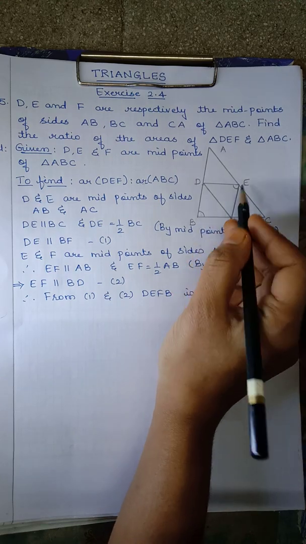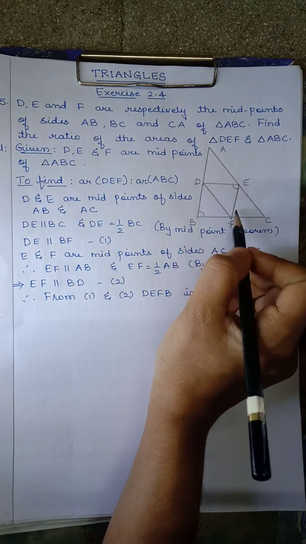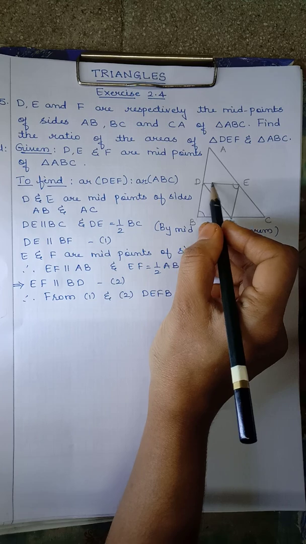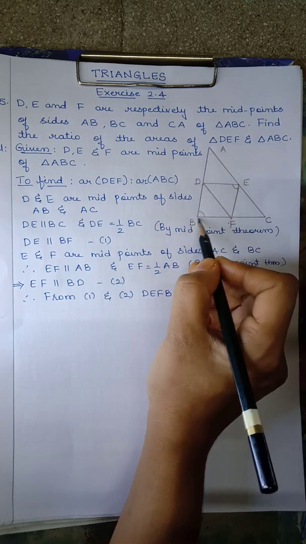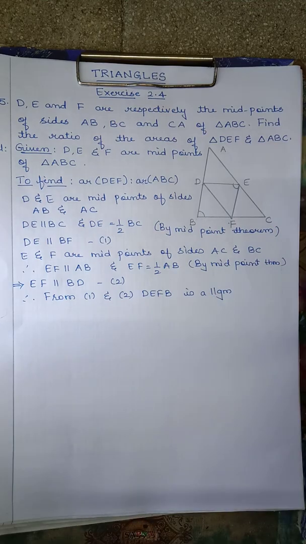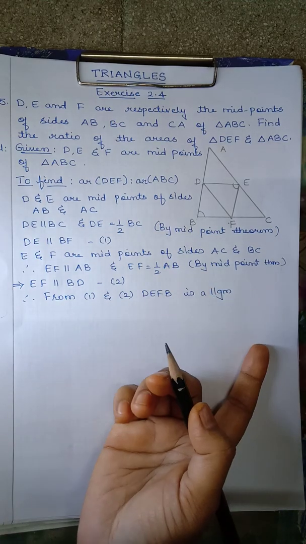Opposite angles are equal in a parallelogram. Now angle DEF is an angle of triangle DEF, and angle B is an angle of triangle ABC. So one angle we got equal. Now let's prove another angle equal.